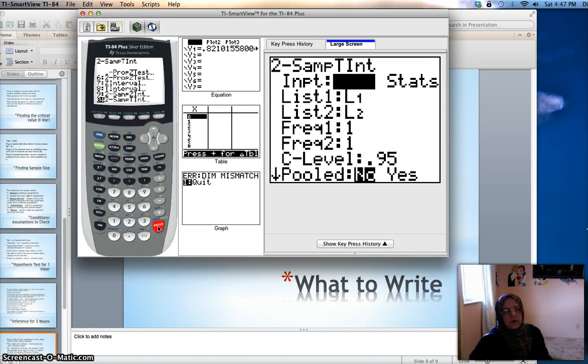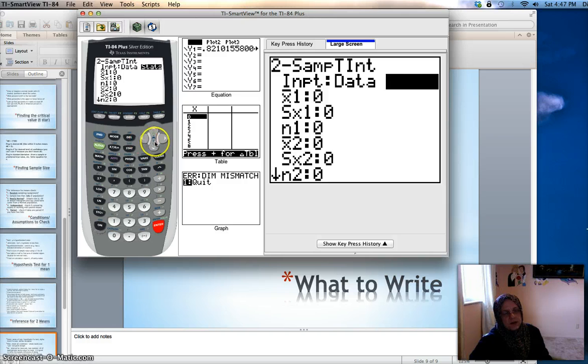Okay, so when you go into these, it's going to ask you data or stats. And so data you would use if you have put the data into lists in your calculator, and then you would just tell it what list it's in. Stats you would choose if you don't have the data, but in the problem they told you stuff like the mean or the proportion or whatever you're going to need to type in.